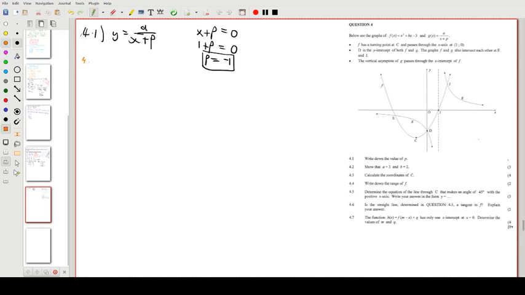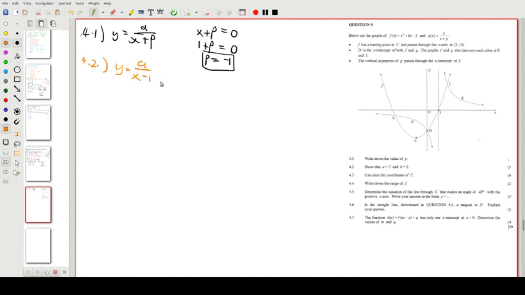Question 4.2. We have to show that a equals 3 and b equals 2. So let's start with the a equals 3 part. Again, it's this equation. That's where the a is. And we've seen that p is negative 1.